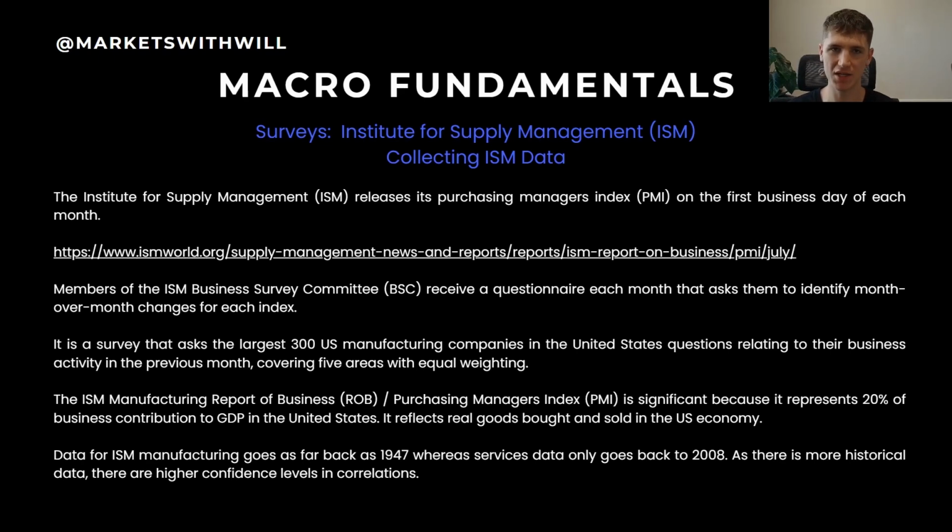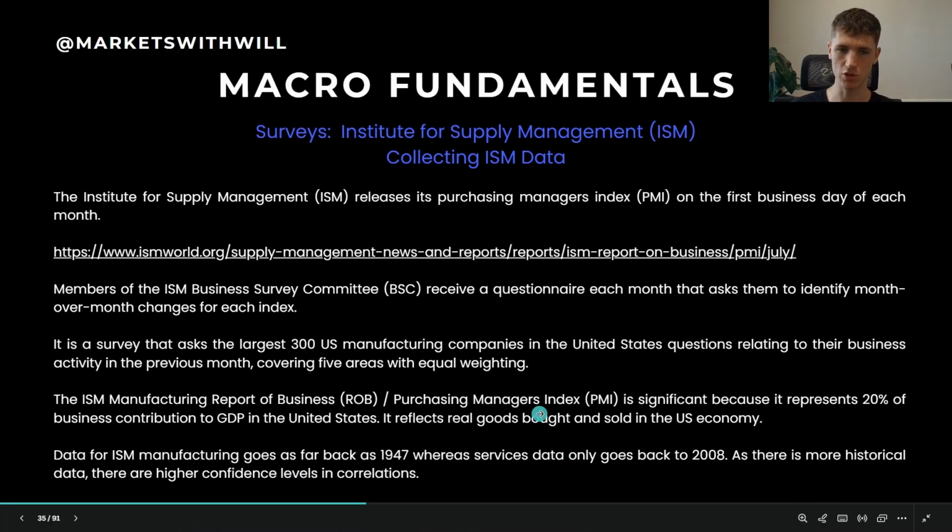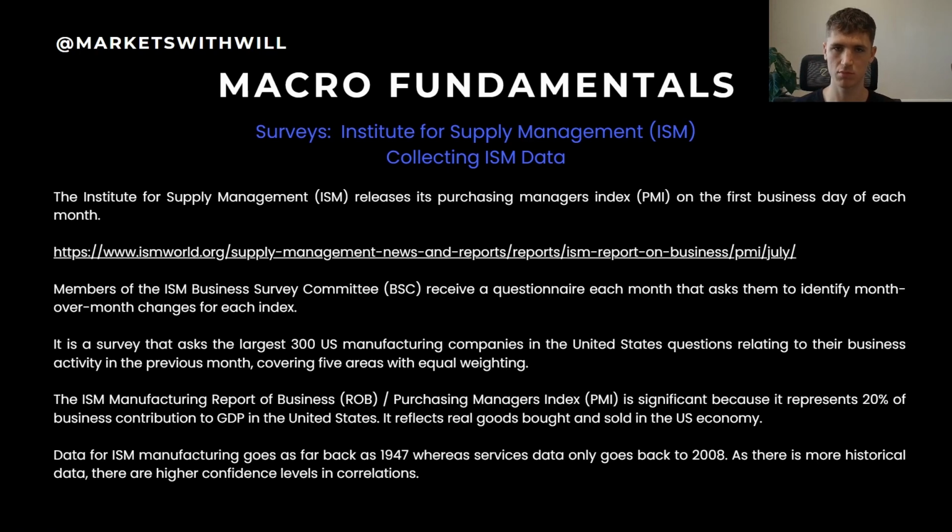Alrighty, so collecting ISM data, where do you get it from? The ISM releases its Purchasing Managers Index, PMI, on the first business day of each month. You can go to this link here, screenshot this, copy the link, whatever you want to do. Go to that link and you will be able to essentially download it. You can either download it to Excel, it gives you a few options there, or you can just view it straight from the website. Members of the ISM Business Survey Committee receive a questionnaire each month that asks them to identify month-over-month changes for each index.